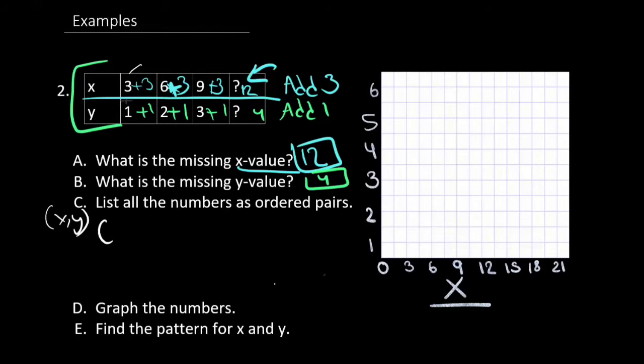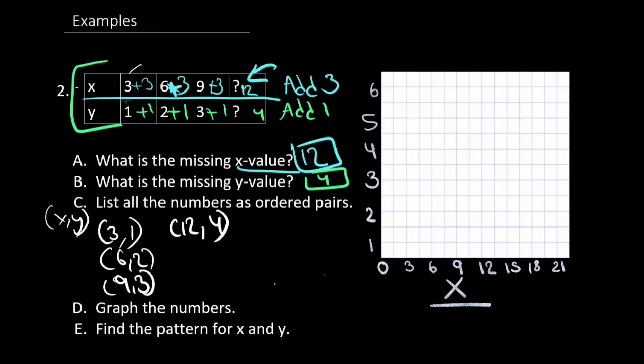So x equals 3 and then y would equal 1. And we just keep writing ordered pairs like that. Okay, so then we'll have 6 comma 2, 9 comma 3, and then 12 comma 4. So those are our ordered pairs. Okay, now let's do 2D.